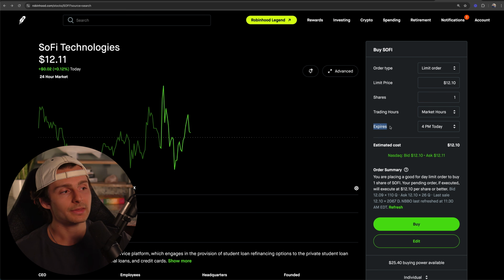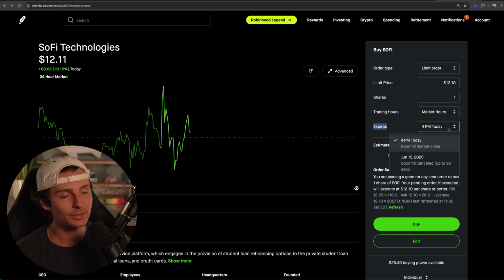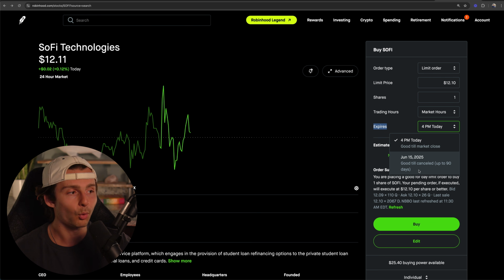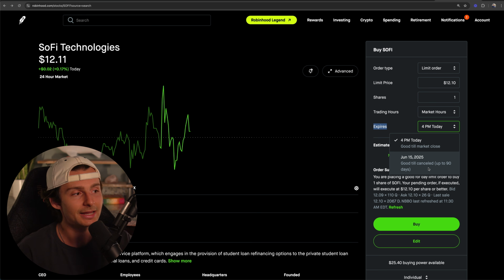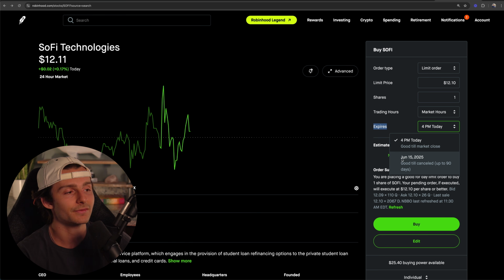Then when you go to the next section, which is expires, you can have it expire today at 4 p.m. or good till canceled. Now, good till canceled is technically not really good till canceled, because good till canceled orders on Robinhood actually cancel after 90 days. So they tell you the date. June 15th will be the date. That's 90 days from when I'm making this video.